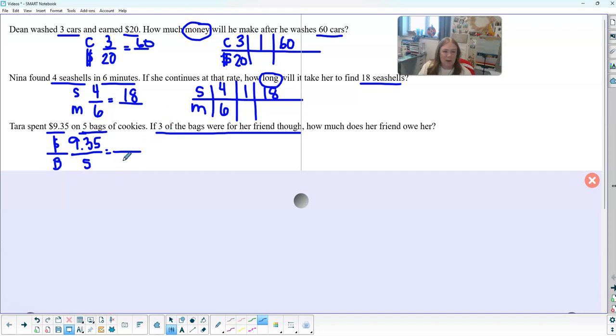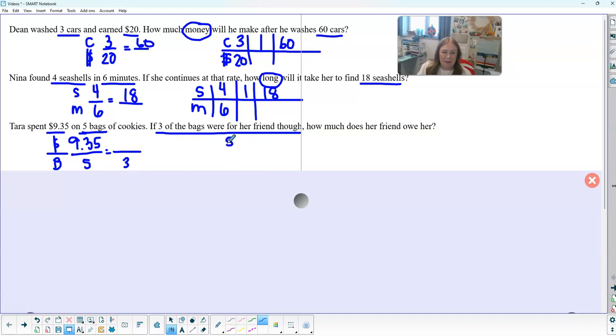My bags is on the bottom this time, so I put that there. I could put bags on the top, I would just have to make sure the 5 and the 3 go on the top. It doesn't matter where you put them as long as they match their label. This time I'm cross multiplying this way because I don't have anything here to multiply 5 by. So I'm multiplying here and dividing by 5 to see how much those cookies were worth.